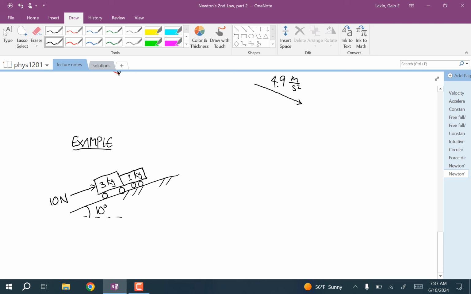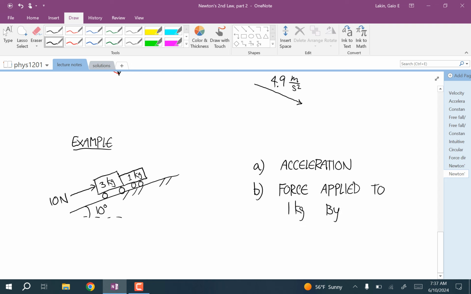And for this one, let's say we want to calculate two things. We want to calculate the acceleration of the system. And second, we want to calculate the force applied to the 1 kilogram by the 3 kilograms.